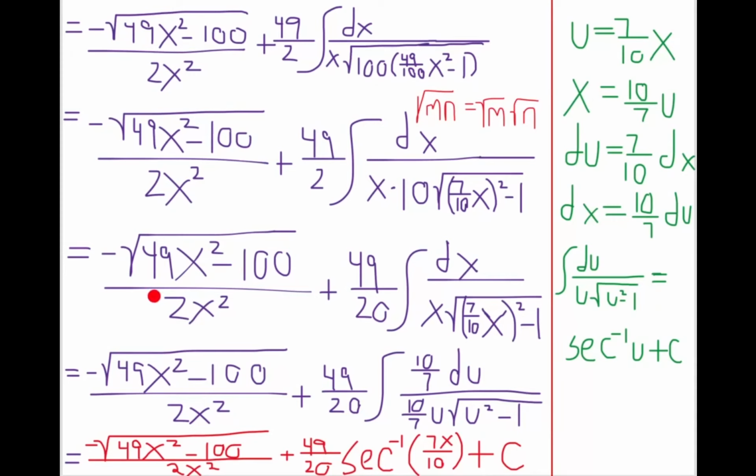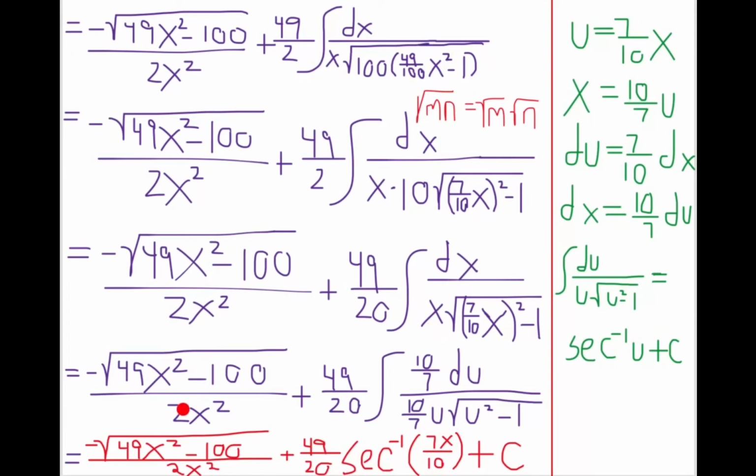Then, next step, nothing changes here again. I'm going to pull this 10 out, so it's going to be multiplied by the 2 that's on the bottom, so I get 49 over 20. I've got dx over x times the square root of 7/10 x all squared minus 1. Yeah, so not much changed at this step. And then I'm going to go ahead and do my u substitution now. Once you get to doing a lot of these problems, you'll see that when you have a square root and you've got something minus 1 and you have an x there, that's going to be an inverse secant. So let's do that.